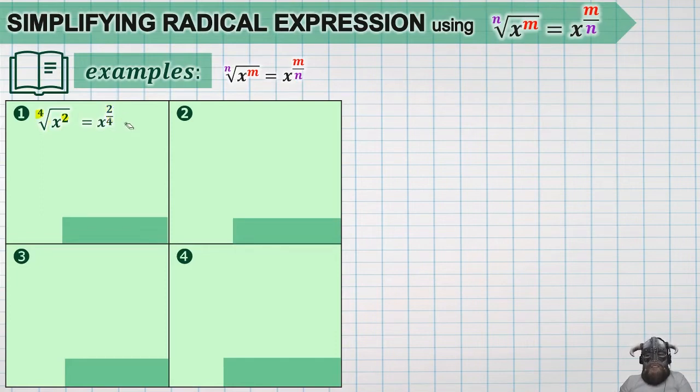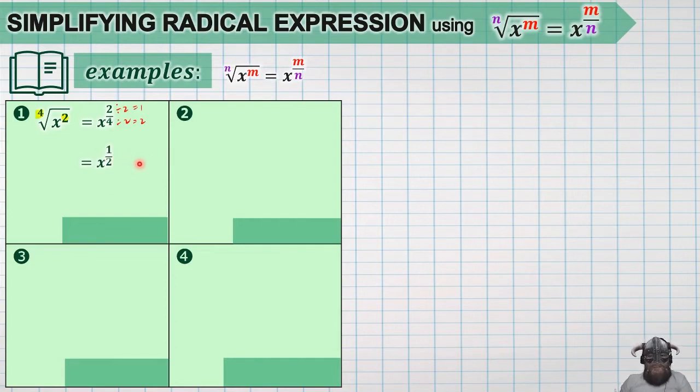So, ang gagawin lang natin is kukuhain lang natin yung lowest term nitong 2 over 4. So, ang gagawin natin is divide natin sila both by its GCF, which is 2. So, divide both of them by 2. Yan. 2 divided by 2 is 1. 4 divided by 2 is 2. Therefore, the lowest term of this exponent will be 1 half. So our expression will now be x raised to 1 half.